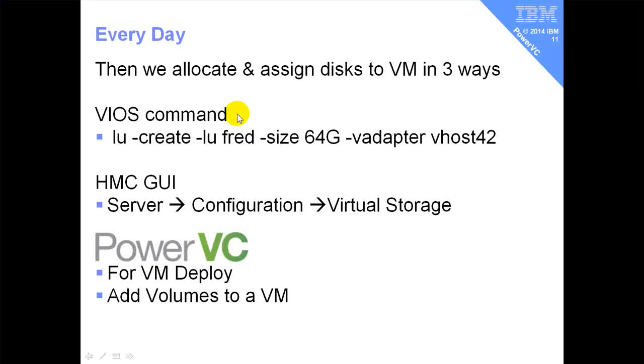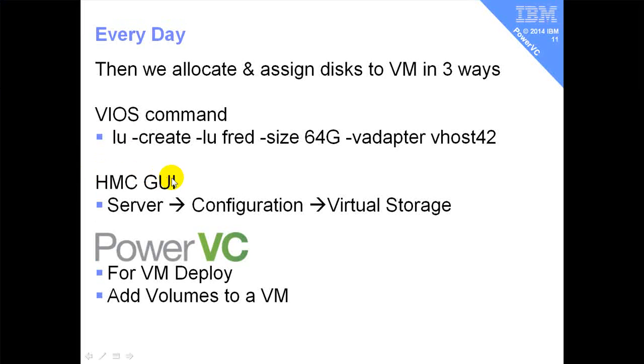The simplest way, perhaps, is to go to the VIOS server and use the LU command with the create option, give it a name, specify the size, and how it's going to be connected to the virtual client via the virtual SCSI interface. If it's dual VIOS servers, we have to go to the other VIOS server and connect the same thing to the correct virtual SCSI channel, so we have dual path.